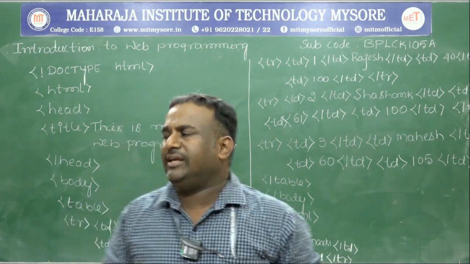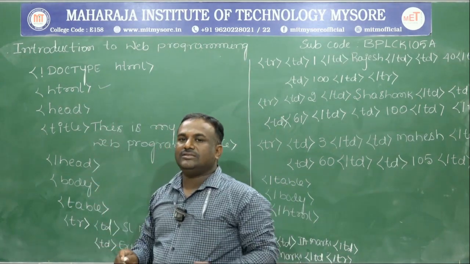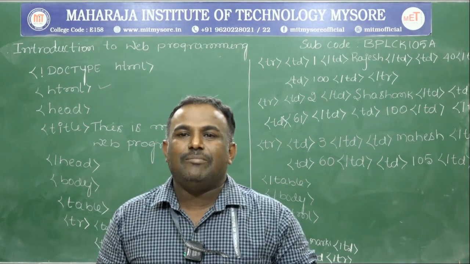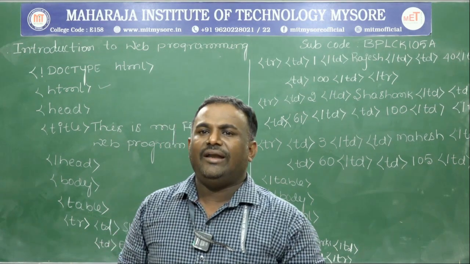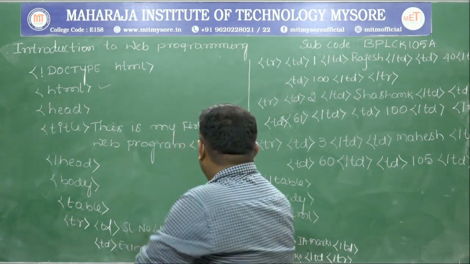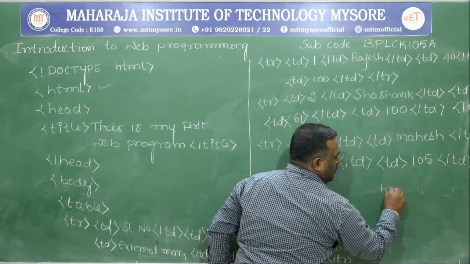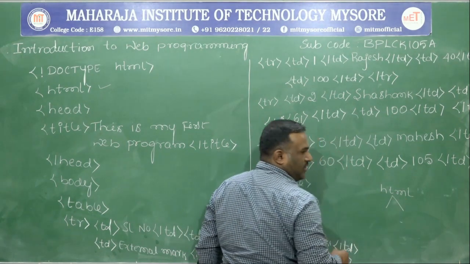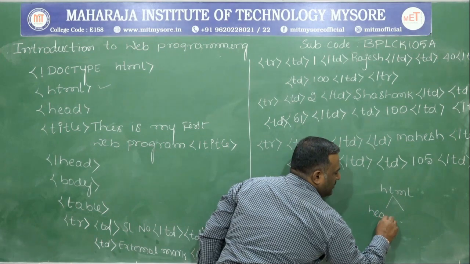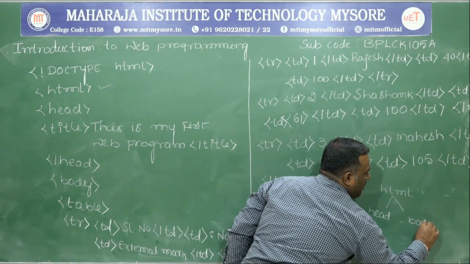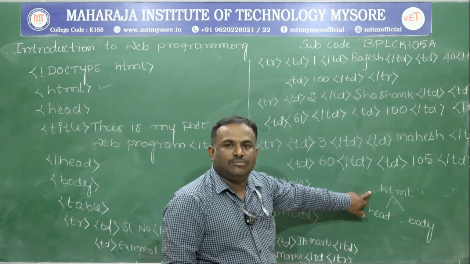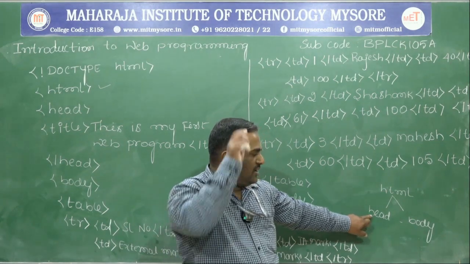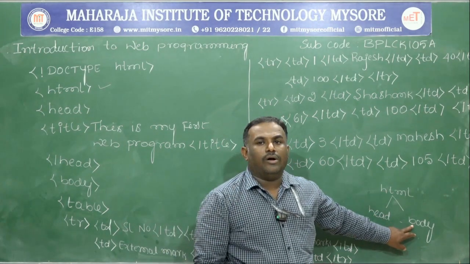And the next element is HTML. This is the root element of the HTML program or HTML document. And next, under the HTML root element, we have two components. One is called the head component. The second one is called the body component. Under the HTML, we have two components. The first one is the head component, the second one is the body component.